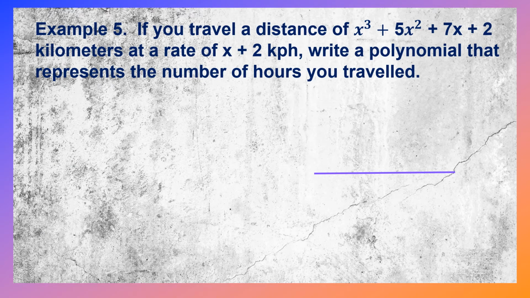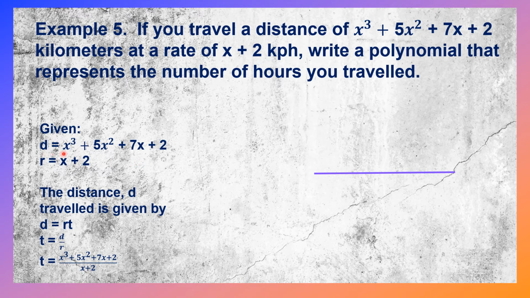Example number 5. If you travel a distance of x cubed plus 5x squared plus 7x plus 2 kilometers at a rate of x plus 2 kilometers per hour, write a polynomial that represents the number of hours you traveled. So what are the given in the problem? We have the distance and the rate. So distance is x cubed plus 5x squared plus 7x plus 2. And the rate is x plus 2.